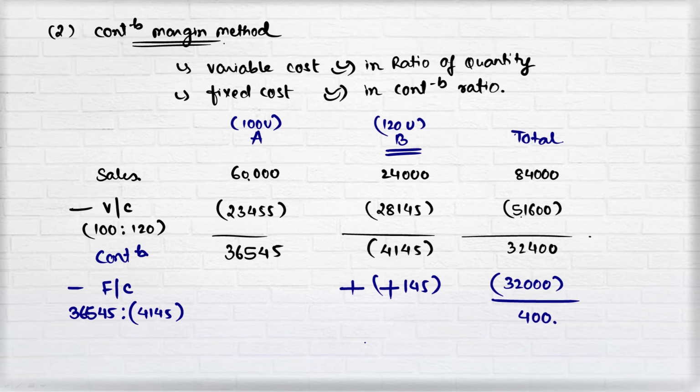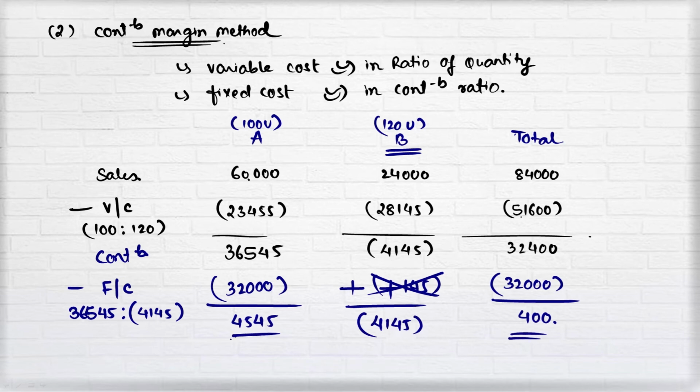Right now, what is our task? To distribute the fixed cost to product A and product B. In which ratio? Contribution ratio. Contribution of B is negative. I will be giving full-fledged cost to product A. Is it alright? I will not be giving anything to B because contribution is negative. So full 32,000 will be deducted from A. Profit of this will be 4545. And loss over here is 4145.